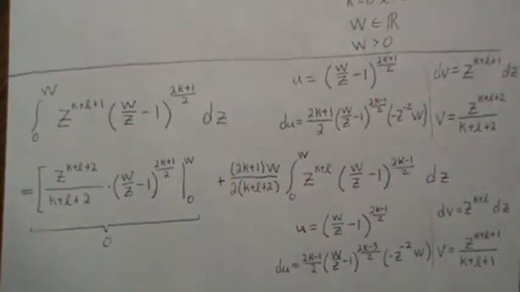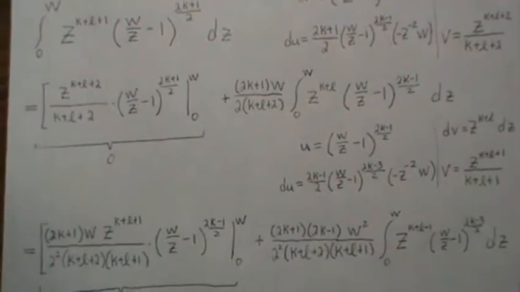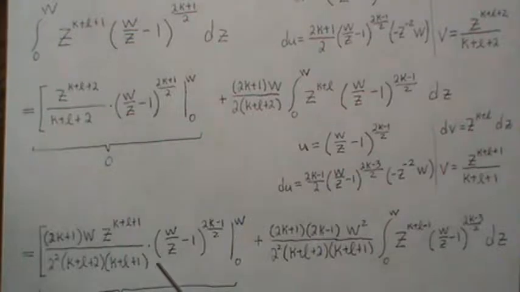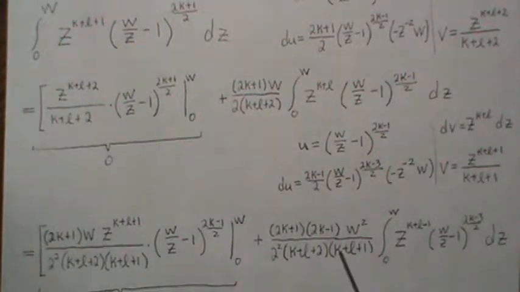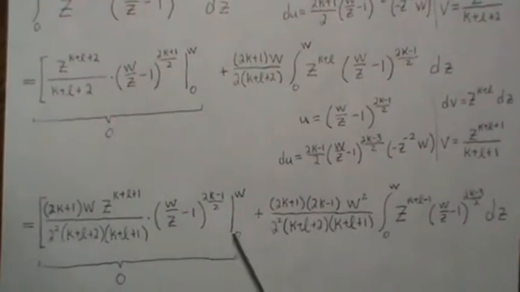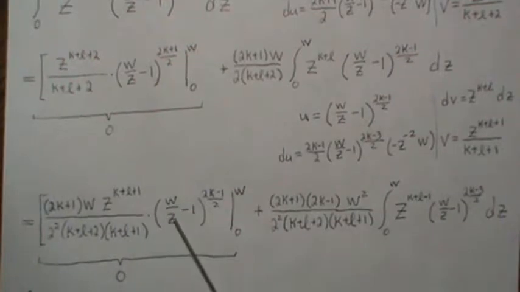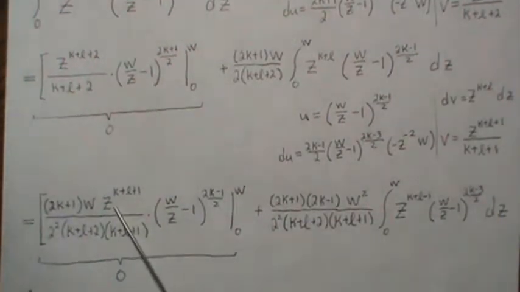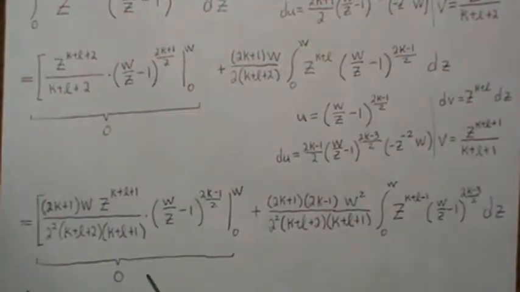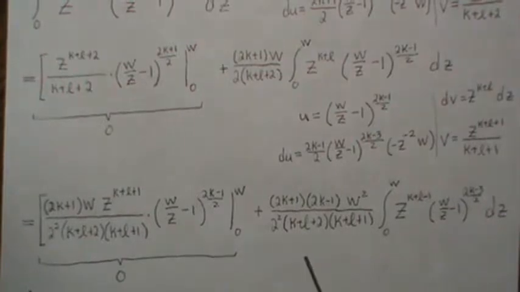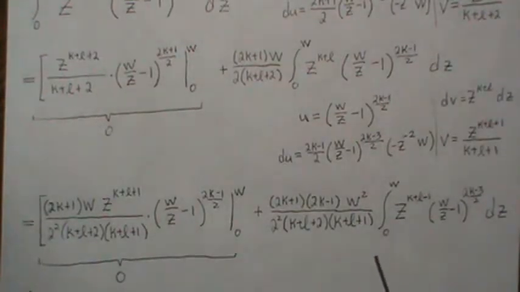And then now we plug it back in. We take u and v, and we get this piece here, and then we take v du, and we get this part. Now over here, it's going to be 0 again, basically. You plug in w, you get 1 minus 1, that's 0. And you plug in 0 to z, and it's 0. So this first piece will always be 0. And so then we get this second piece.